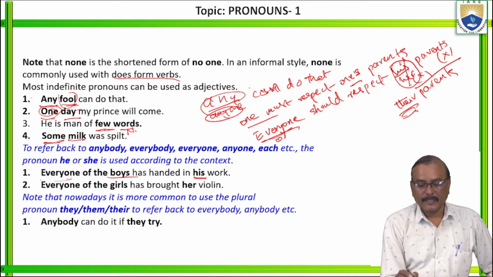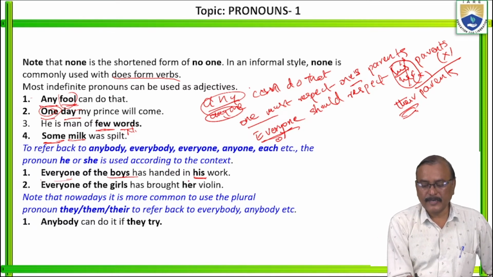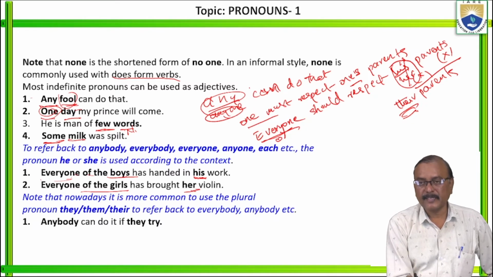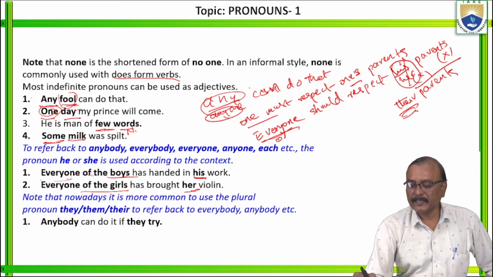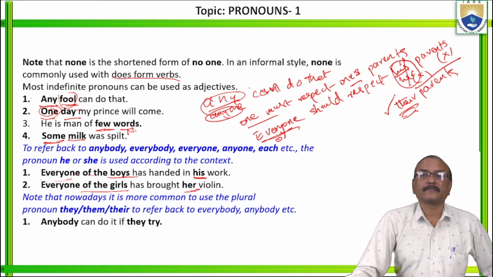Okay, if the gender clarity is there, you can use his or her. For female gender, her. For male gender, his. Okay. But if the gender clarity is not there, then you can use their.